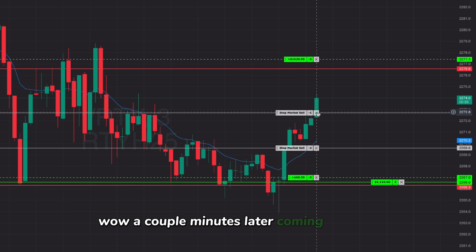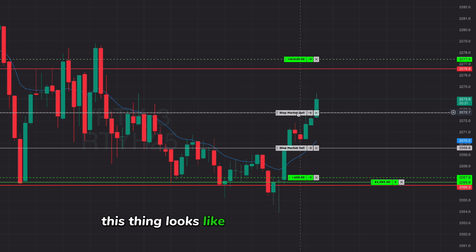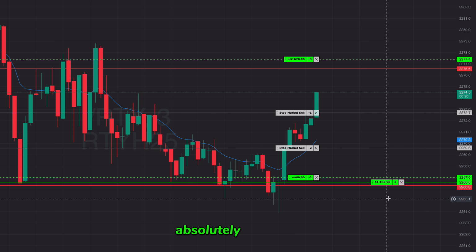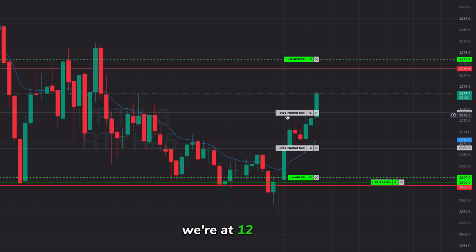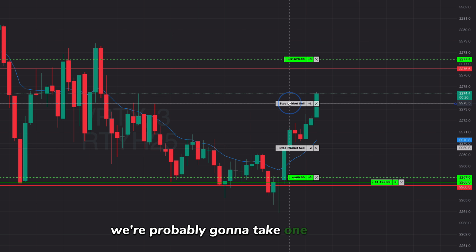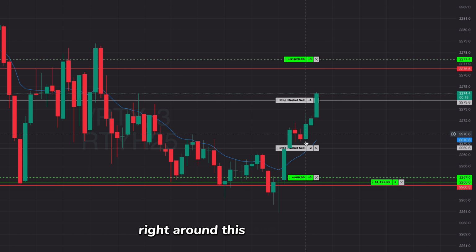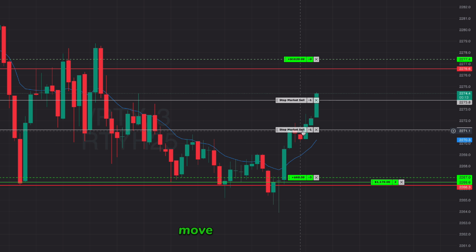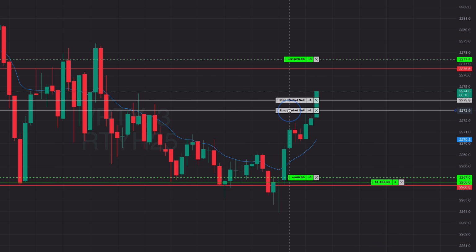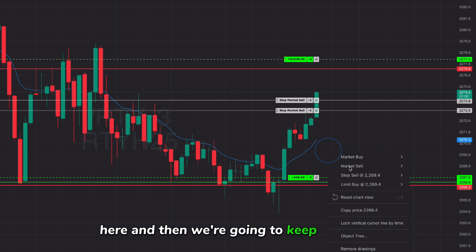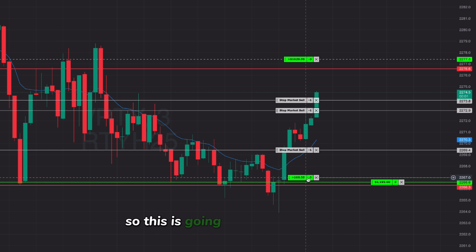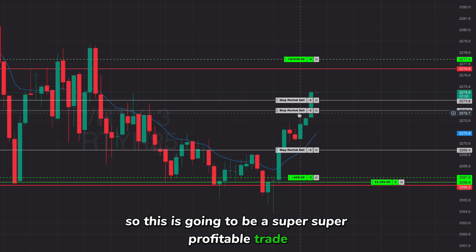Wow, a couple minutes later, coming back to the trade, this thing looks like it's moving towards 225 strike. Absolutely beautiful. We're at 1,200 bucks. We're probably gonna take one more off right around this level and then move another stop here, and then we're gonna keep our third all the way down below the 14 EMA. So this is gonna be a super, super profitable trade.